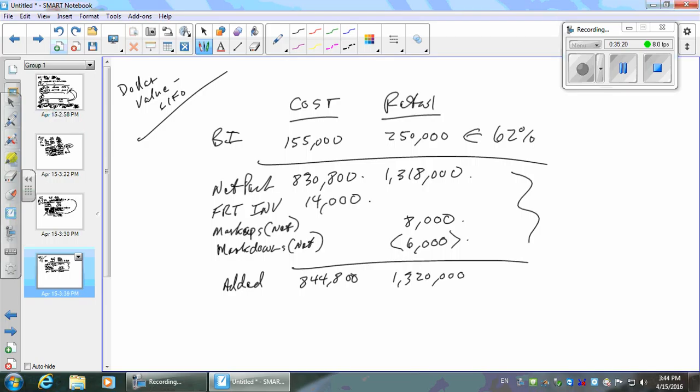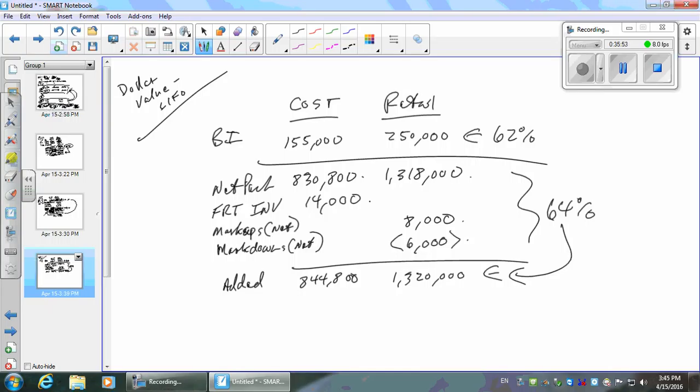Okay, now what will you do? Get a cost of retail for the receipts, right? On the additions, how much is that? 844,800 divided by 1,320 is 64%. Okay, so any new layer is going to be at 64%. Would you agree with that?